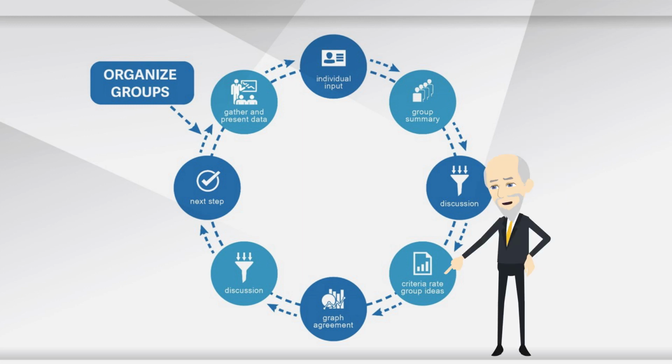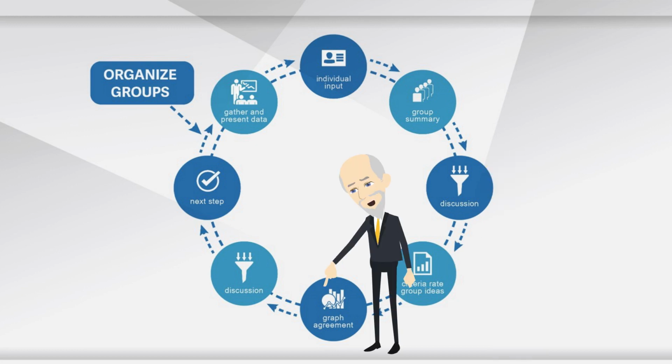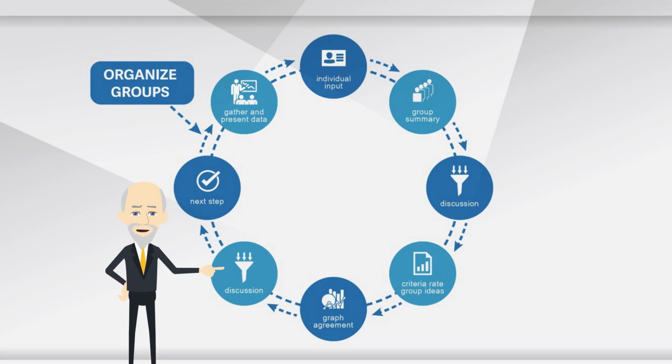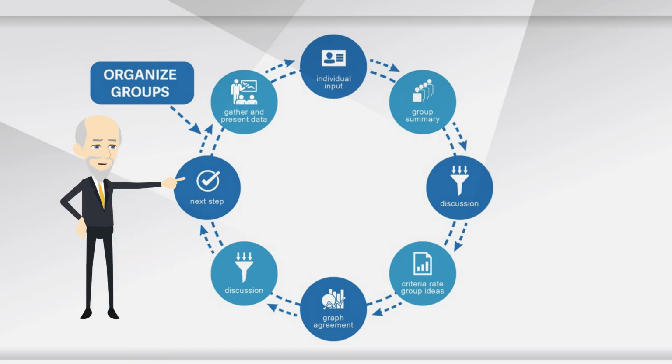At some point, you may be asked to criteria rate the various group ideas that your groups have come up with. You will see a graph about how people agree. That will certainly generate more discussion, and then come to some kind of final decision. After that initial decision, you will then go through the cycle again and again until you come up with a task plan that is importable into Microsoft Project.